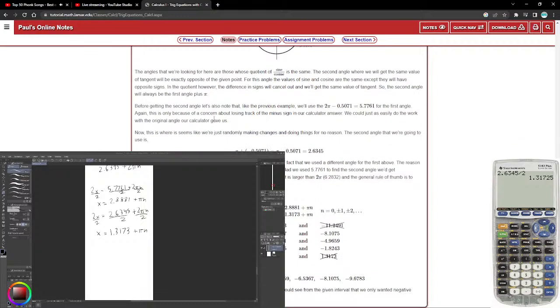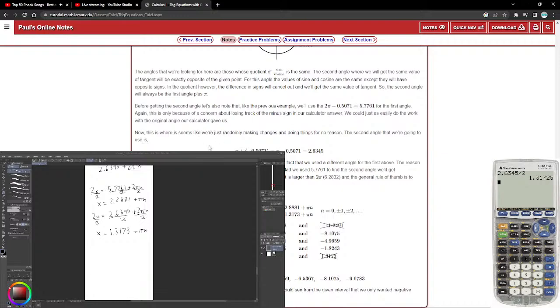Before getting the second angle, let's also note that, like in the previous example, we'll use 2 pi minus 0.5071 equals 5.7761 for the first angle. Again, this is only because of a concern about losing track of the minus sign in our calculator answer. We could just as easily do the work with the original angle our calculator gave us.